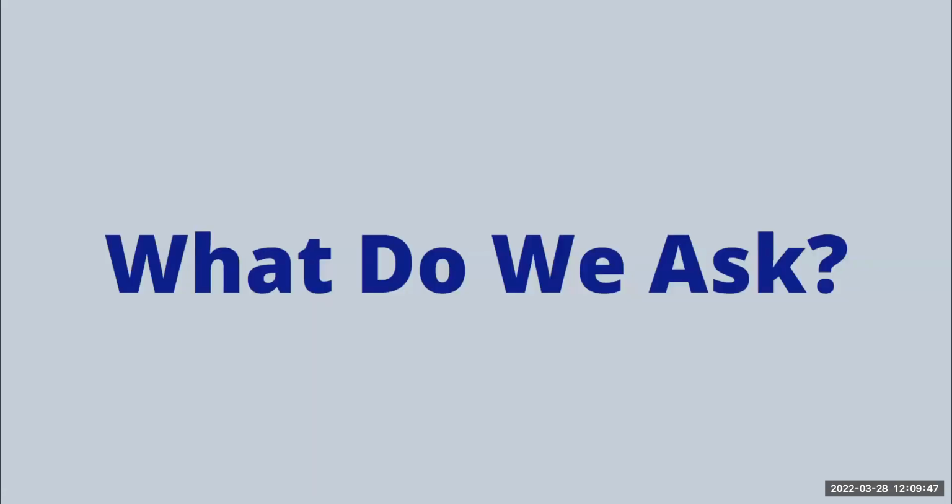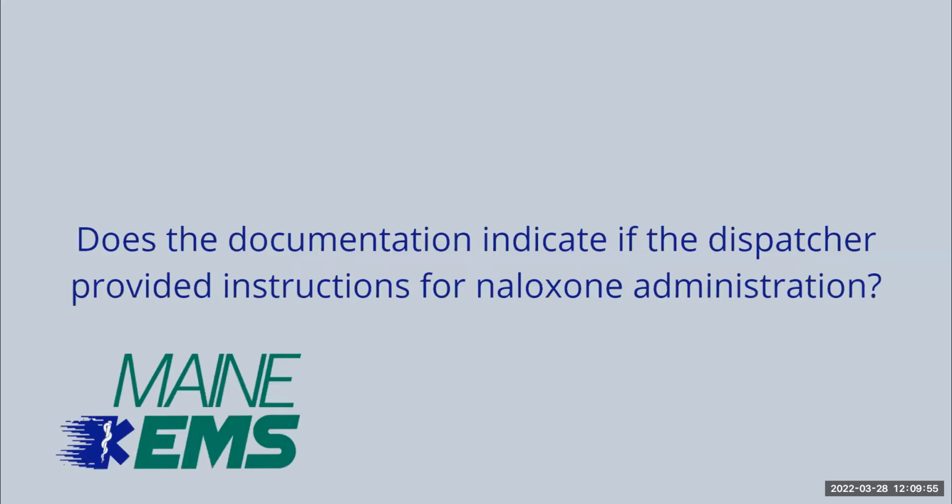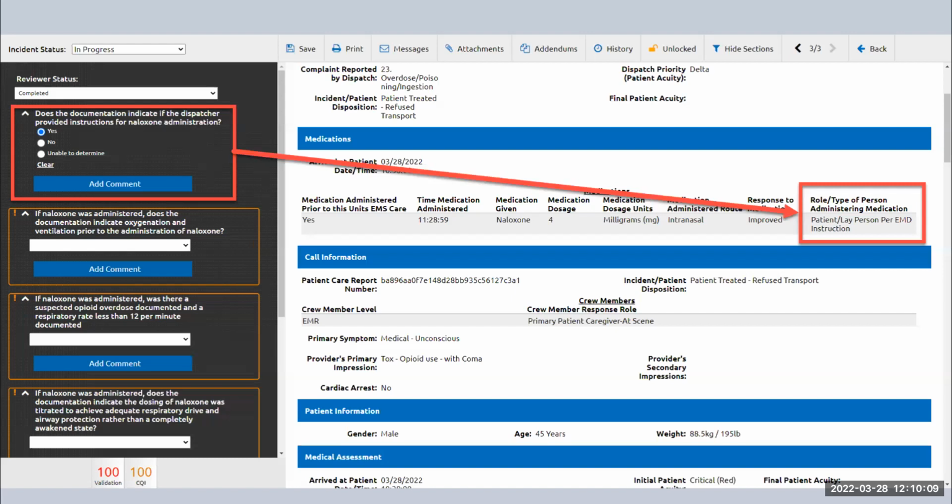So what do we ask in these reviews? We have a series of questions that we've developed to ask during these reviews. The first question is, does the documentation indicate if the dispatcher provided instructions for naloxone administration? This is one of the many capabilities that our dispatchers can perform for us, and so we ask that question. If you are conducting a review and to answer this question, the answers are yes, no, unable to determine. One of the options for determining it will be the role type of person administering the medication. If that says patient layperson per EMD instruction, that would indicate a yes answer for that review.